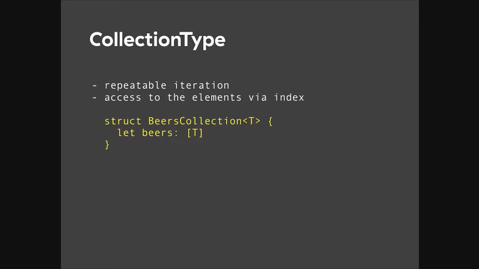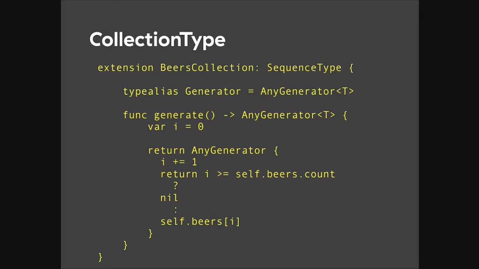Okay? So let's say you want to have a collection of beers. Let's say it's a struct, but it can be a class, whatever. Then you would say that you adhere to the SequenceType protocol. For the type alias generator, you can use the predefined AnyGenerator, which you get for free. So you don't need to implement these lower level protocols in Swift.